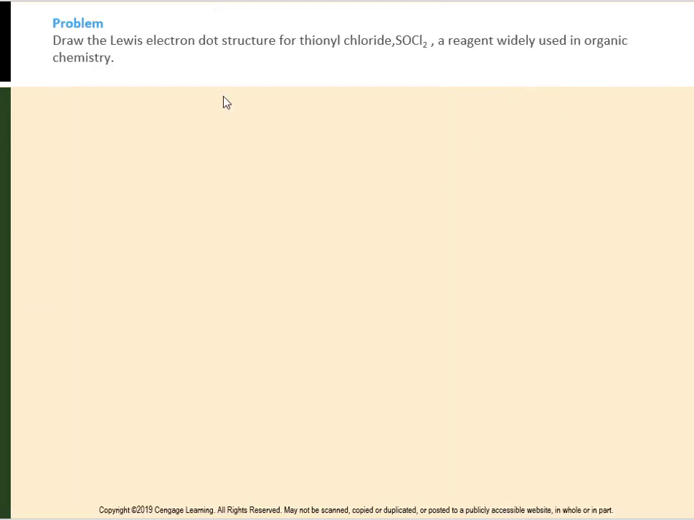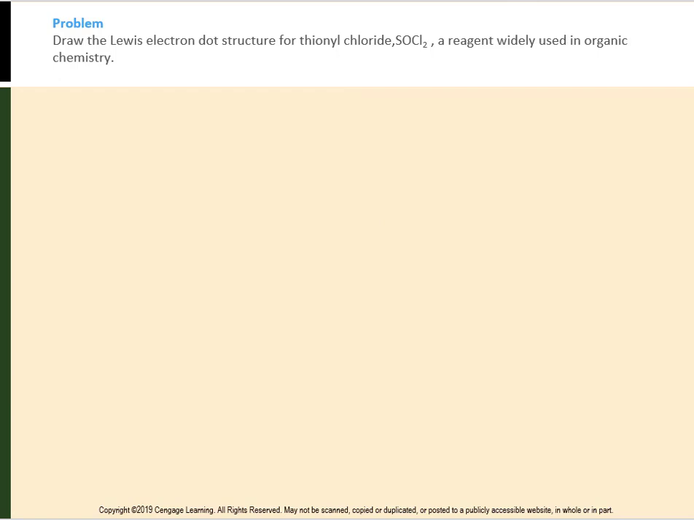Why don't you try drawing the Lewis electron dot structure for thionyl chloride, SOCl2. That's widely used in organic chemistry. See if you can draw that structure. So pause, do what we did in the last two examples, and see if you can.